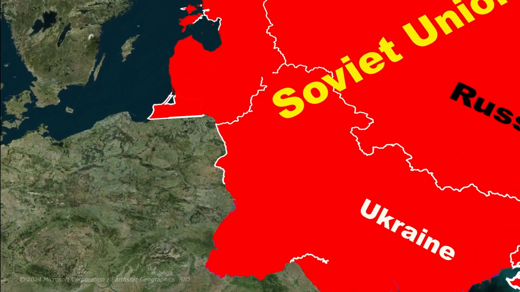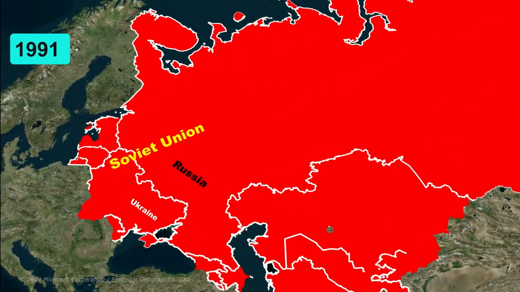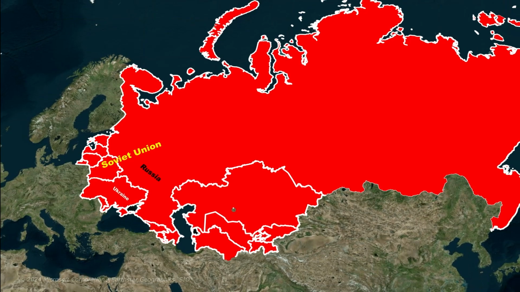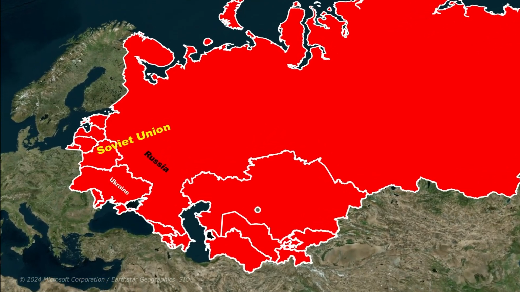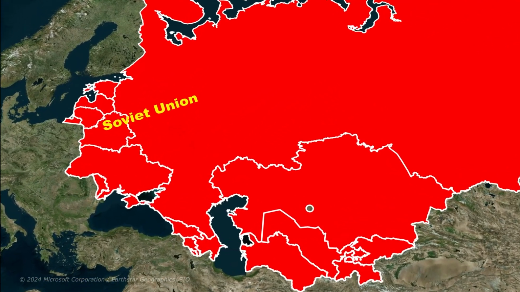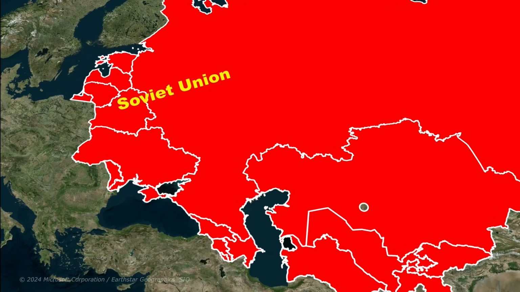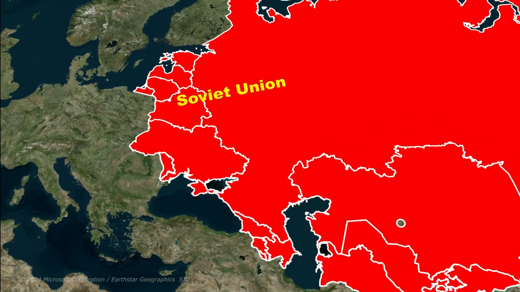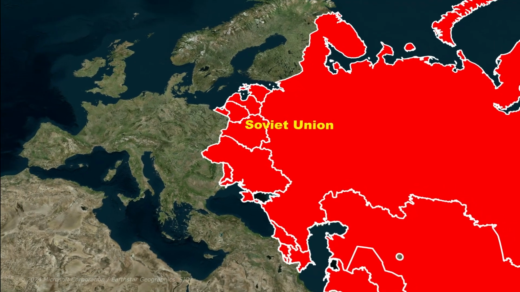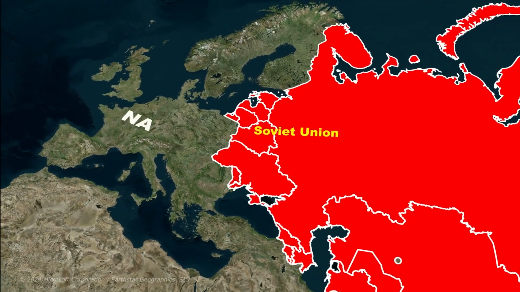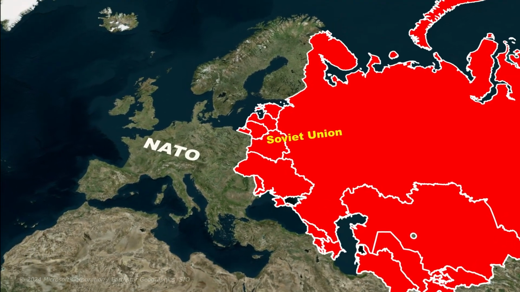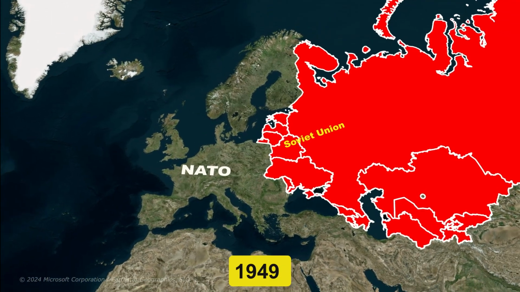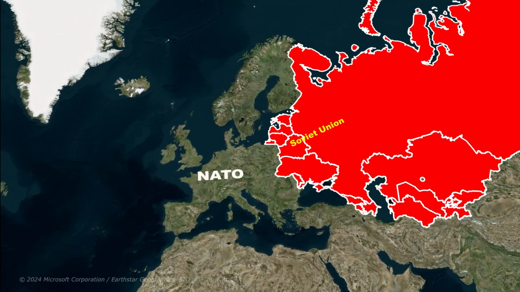The dissolution of the Soviet Union in 1991 resulted in a dramatic shift in European geopolitics. Newly independent states emerged from the former Soviet space, and the geopolitical landscape of Eastern Europe was radically transformed. As these new nations sought to secure their independence and integrate into Western economic and security structures, many turned to NATO, the Western military alliance formed in 1949 primarily to counter Soviet influence during the Cold War.